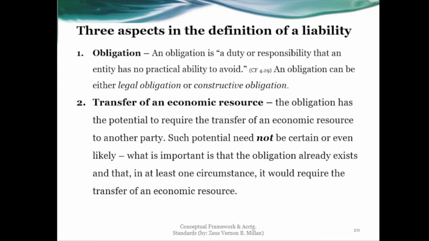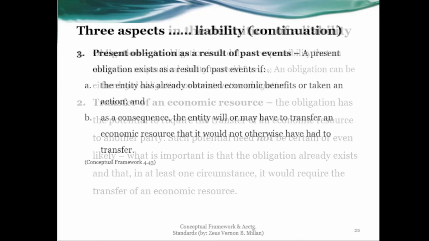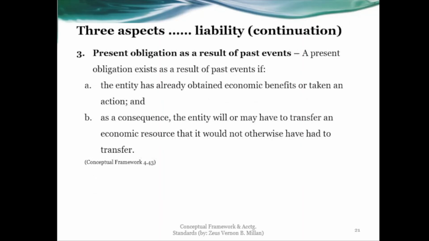Next is the transfer of an economic resource, meaning the obligation has the potential to require the transfer of an economic resource to another party, and such potential need not be certain or even likely. What is important, therefore, is that the obligation already exists and that in at least one circumstance it would require the transfer of an economic resource. So if you borrow, you give up something, and you get something in return. And then the last aspect is the present obligation as a result of past events.